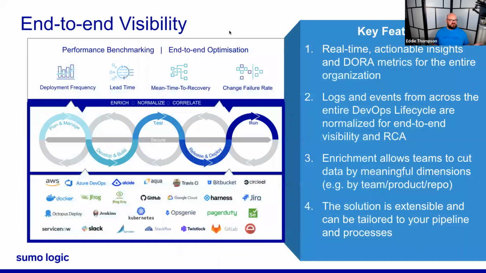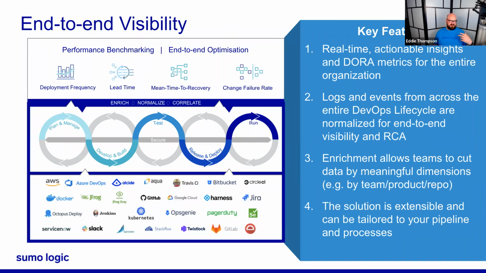So we talk about end-to-end visibility, things like performance benchmarking and end-to-end optimization, and these tend to be broken down into four categories, and these are the ones which have been defined as the key DORA metrics, which is the DevOps Research. I always forget the last name, but anyway. We're looking at things like deployment frequency, lead time for changes, your mean time to recovery when there has been a failure, and your total percent of change failure rate.